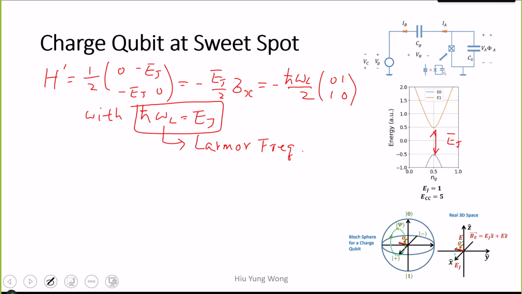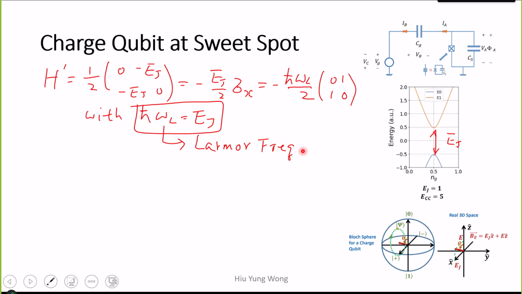Again, we already talked about the eigenvector. So, I think I'll just stop it here. Is that okay now with the charge qubit at the sweet spot?